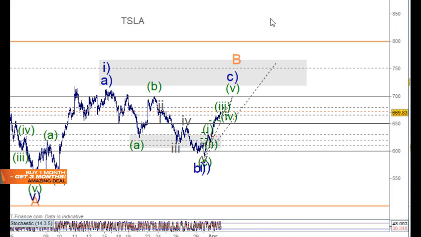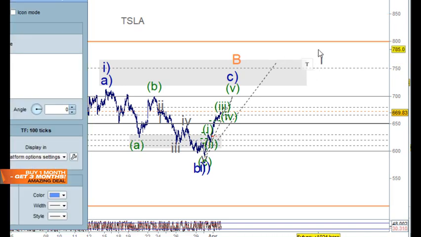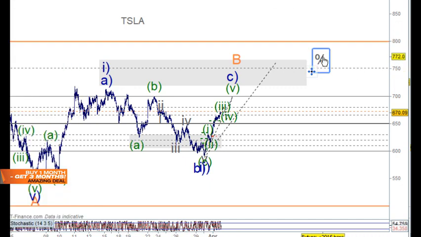So what I'll do at this point is put the percentage point there, with the view of taking something there. We might need to take it all there. If we get a perfect five-wave structure to that point, then I guess we need to take profit at that point.